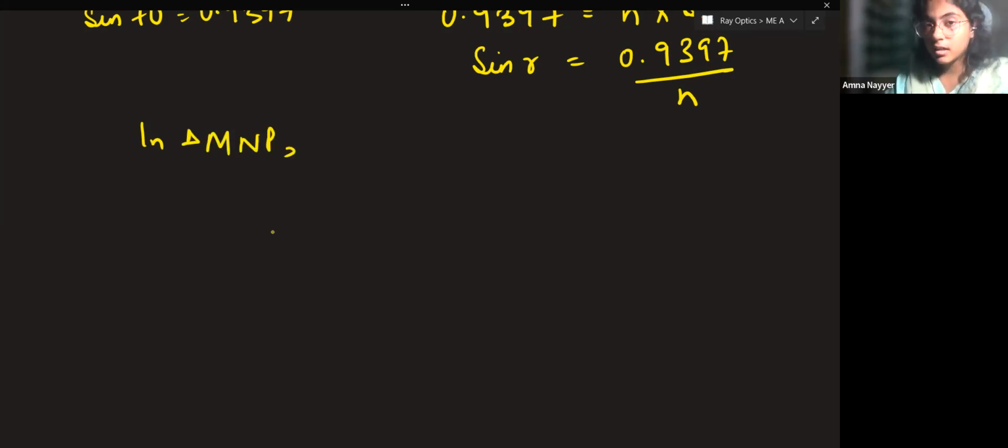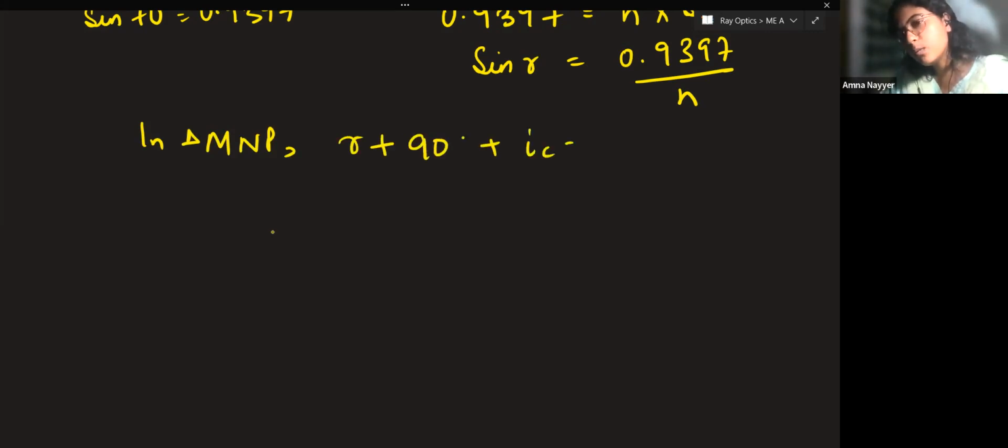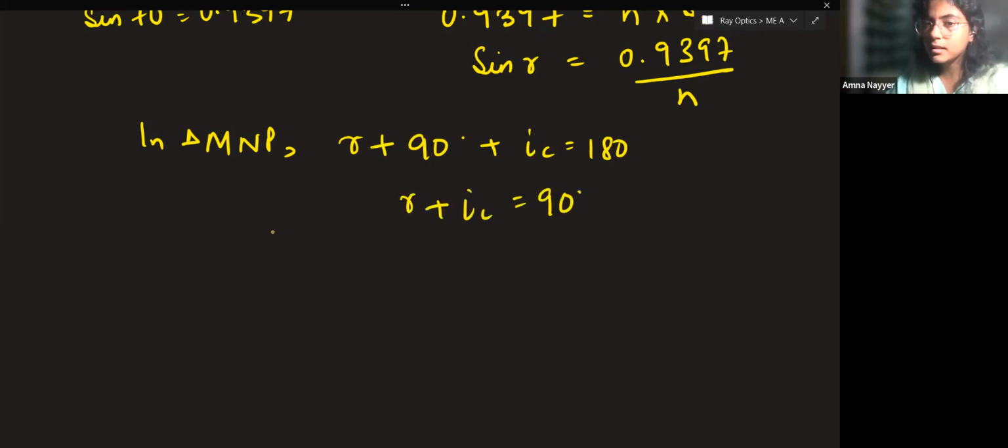So R plus 90 degrees plus that critical angle will be equal to 180 degrees using the angle sum property. So R plus IC will be equal to 90 degrees, right? So R will be equal to what? 90 minus IC. Remember, we had left sine R over here.